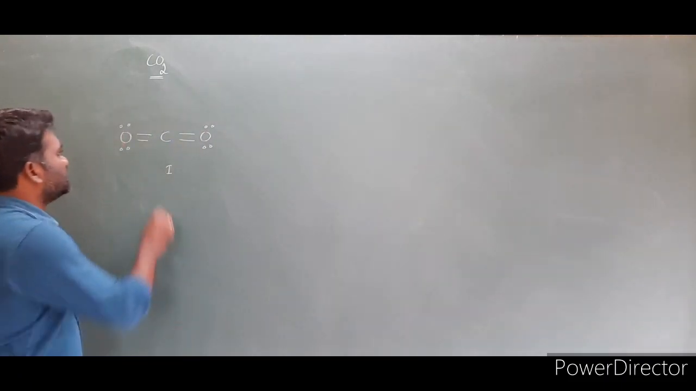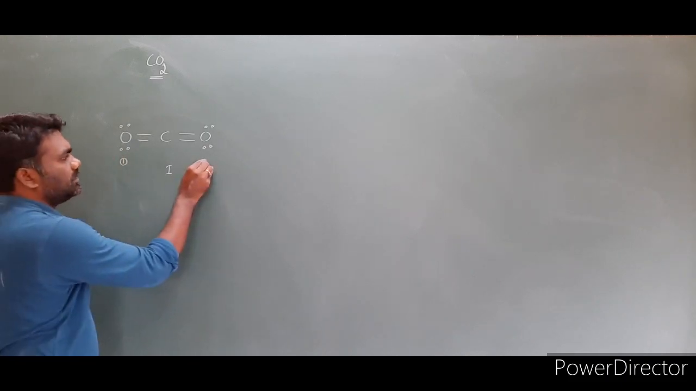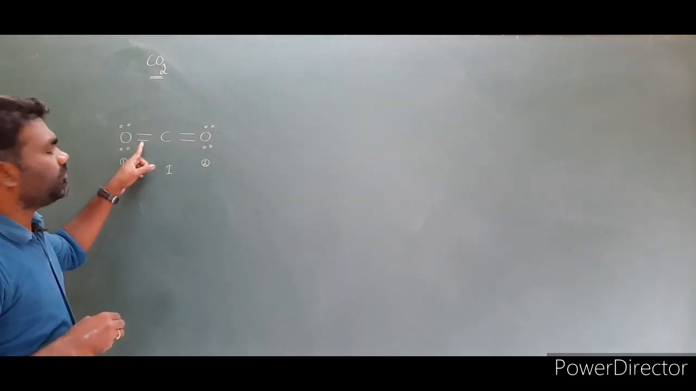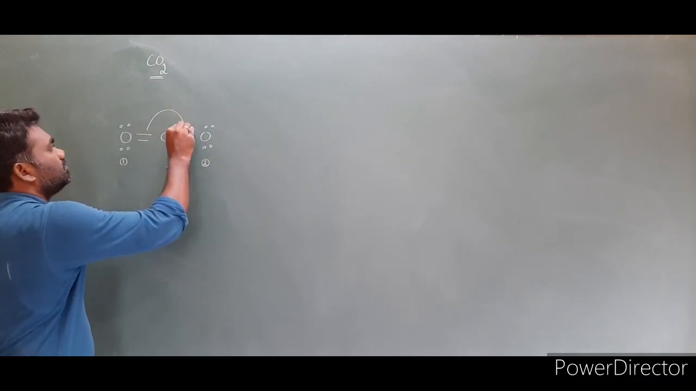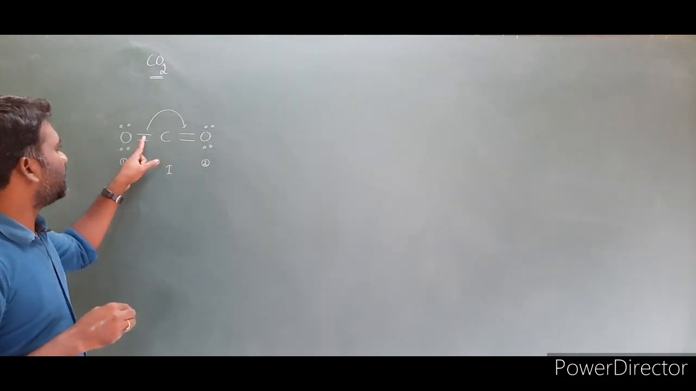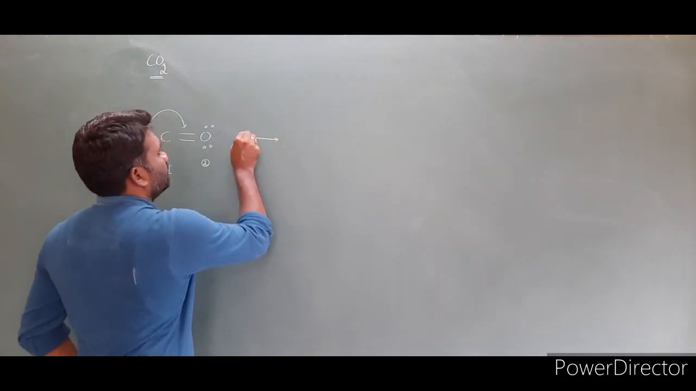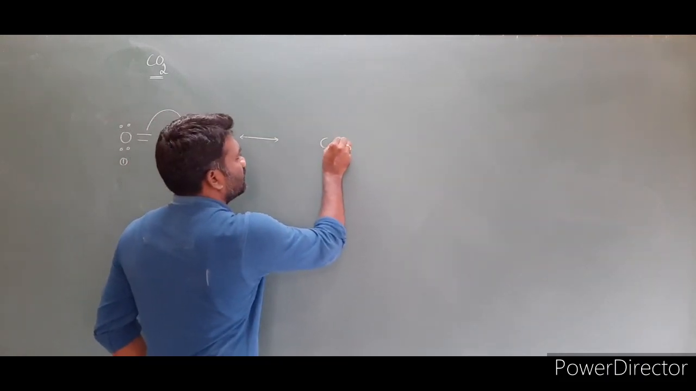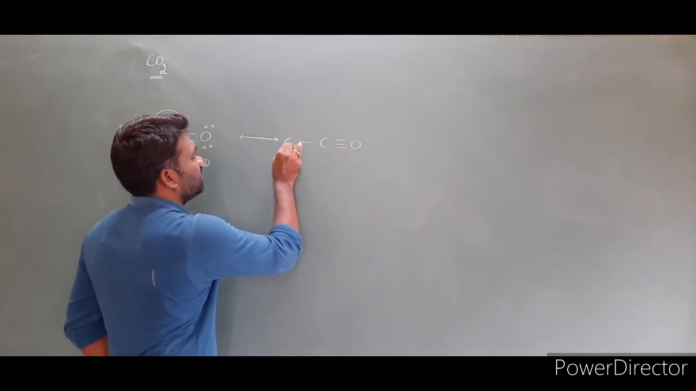Now, for understanding purposes, I am labeling this oxygen as 1 and this oxygen as 2. The double bond between the carbon and the first oxygen is moving to between the carbon and the second oxygen. This bond is moved here. As a result, I will get one more structure. Carbon will have a triple bond like this, and here I am going to get a single bond.